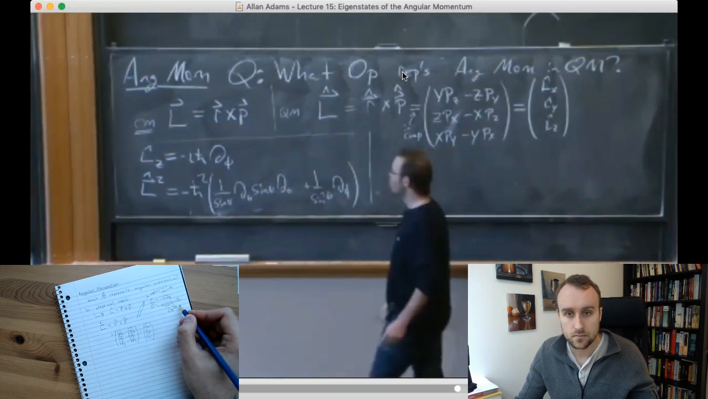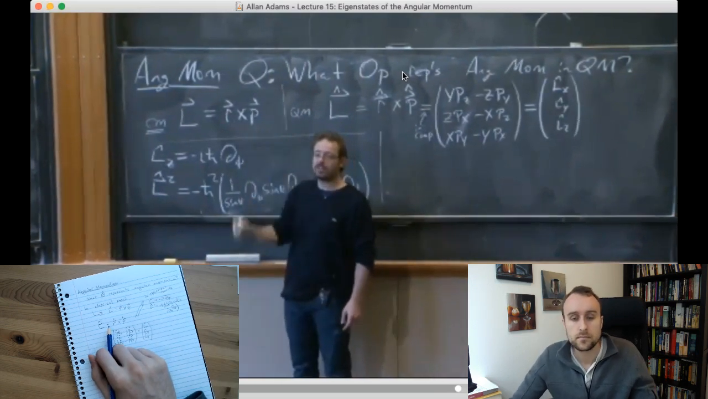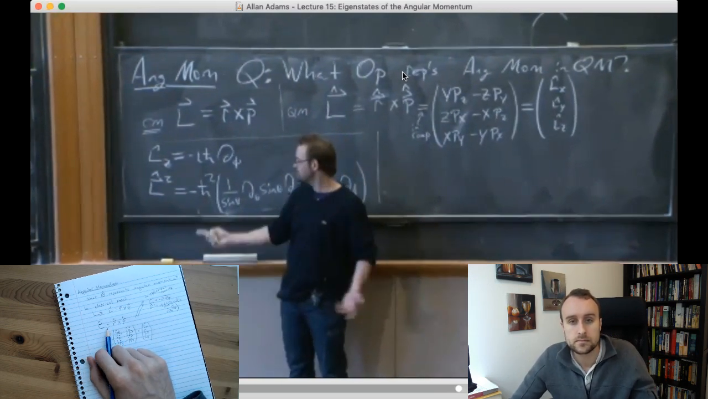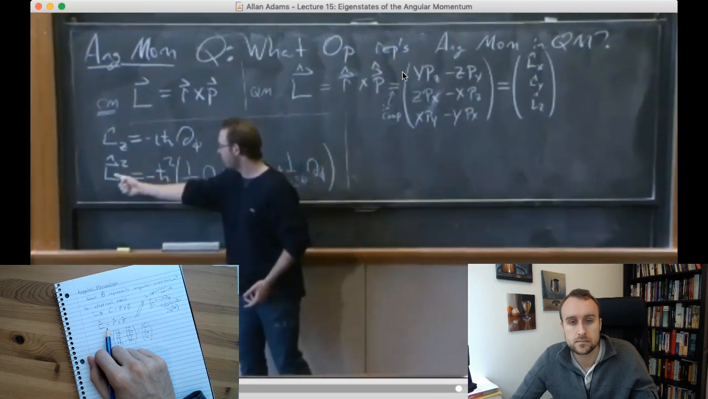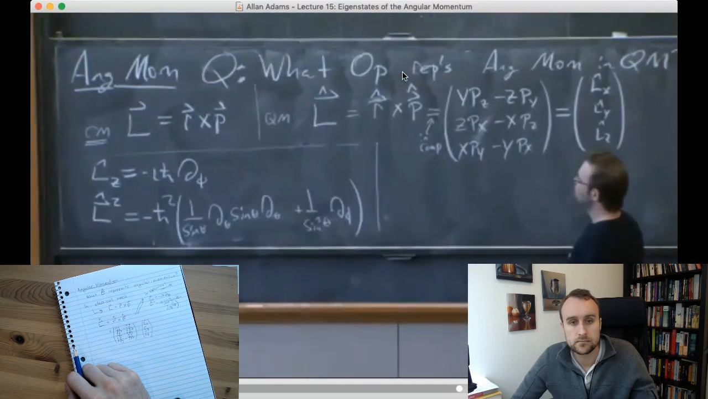A couple quick things. What are the dimensions of angular momentum? Length and momentum. What else has units of angular momentum? H bar, dimensionless. Angular momentum squared. Okay, great. So that's going to be very convenient. H bars are just going to float around willy-nilly.